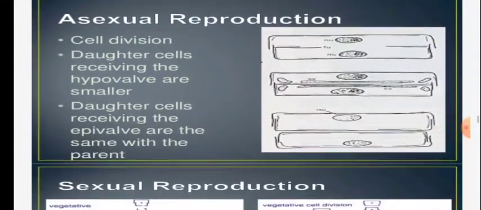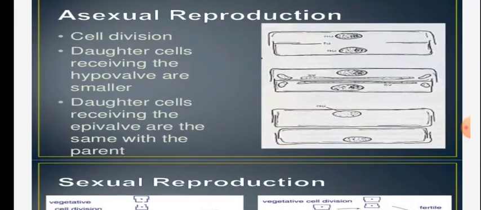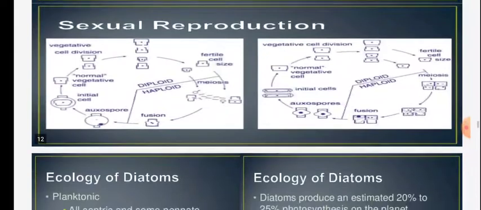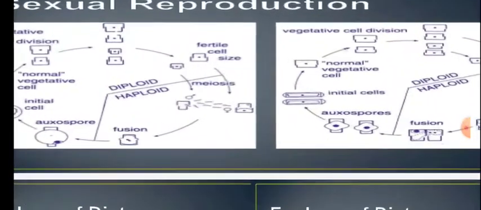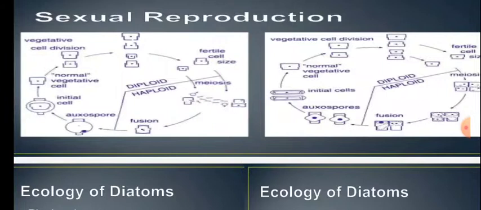In asexual reproduction, by cell division, daughter cells receiving the hypotheca are smaller, and daughter cells receiving the epitheca are the same size as the parent. So thecae formation, from one there are two, from two there are four. In sexual reproduction, it takes place through the normal vegetative cell. We are starting from the left. So vegetative cell division forms two, then the fertile cell size becomes smaller, so meiotic division.